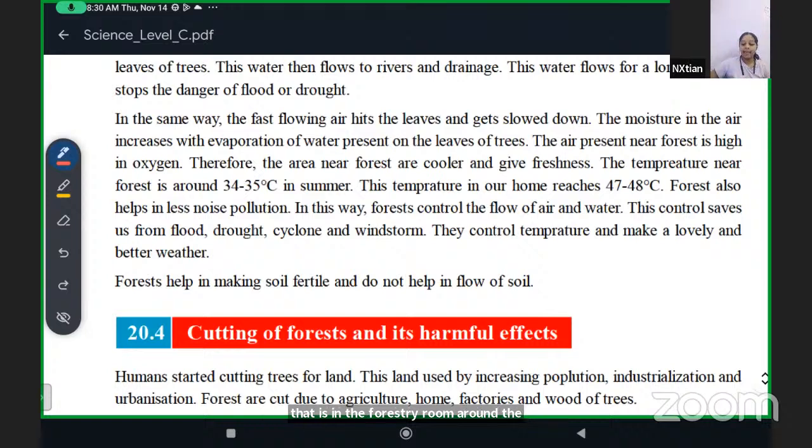Okay, and therefore the areas near the forest are cooler and they give us freshness, because the oxygen composition is also high, and also the evaporation, the moisture, is higher in the forest area.